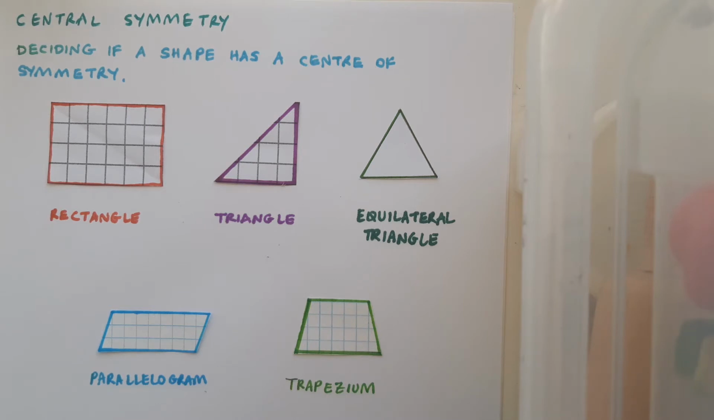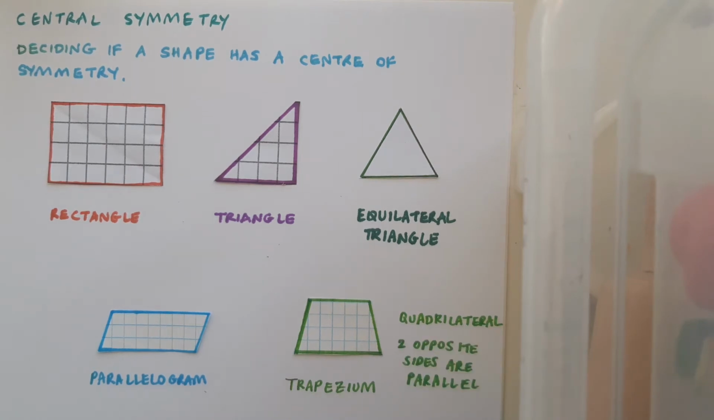Of these, the trapezium is probably the one that you've encountered the least. And just to provide a brief definition of what a trapezium is, it's a quadrilateral which has two opposite sides that are parallel. And just before we get into central symmetry, I want to pose a question to you that I'll answer at the end of the video. I'd like to know how many trapeziums are in this image. And I'll tell you at the end of the video.